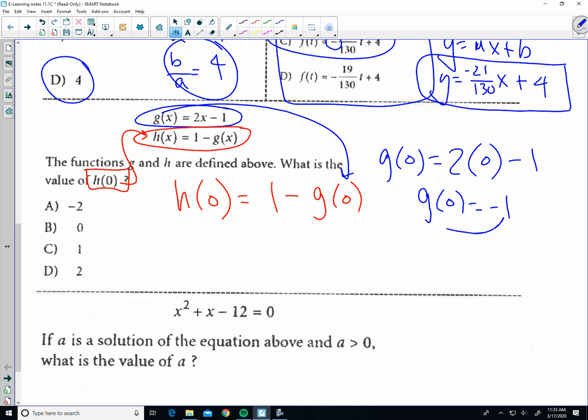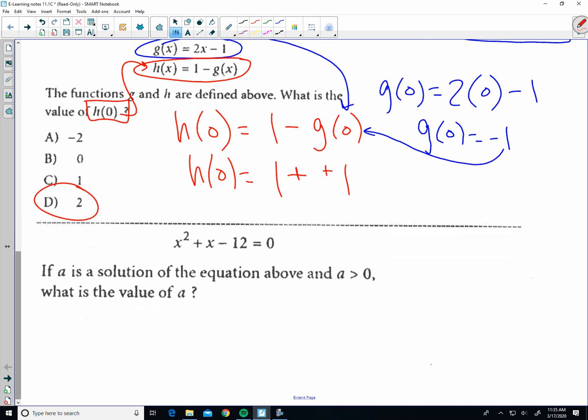So now we take that negative 1 and we put it right in there. And if we do that, now we have a function called h of 0, which is 1 minus g of 0. And if g of 0 takes on the value of negative 1, we got our double negative rule. 1 plus 1 there gives the value of 2. Answer for that one should be D.